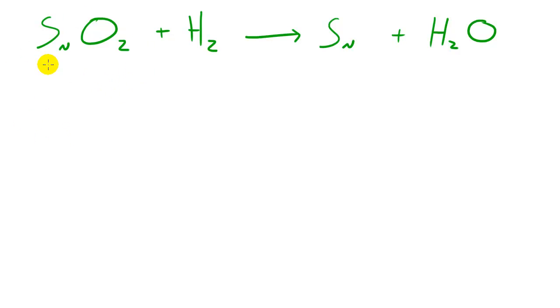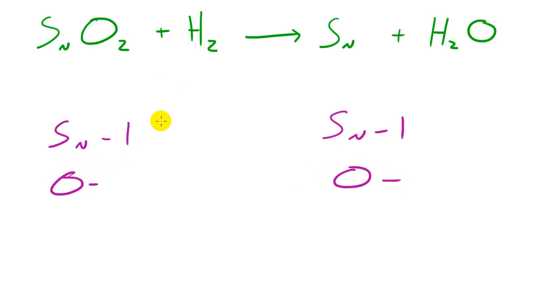Well, let's go ahead and take a look at the tin first. Sn, on the left side we have 1, and on the right side we have 1. Good to go. Now for the oxygen, let's go ahead and count these babies up. On the left hand side we have 2, and on the right hand side 1. Okay, something's wrong. So how can we go ahead and fix and balance this chemical reaction?